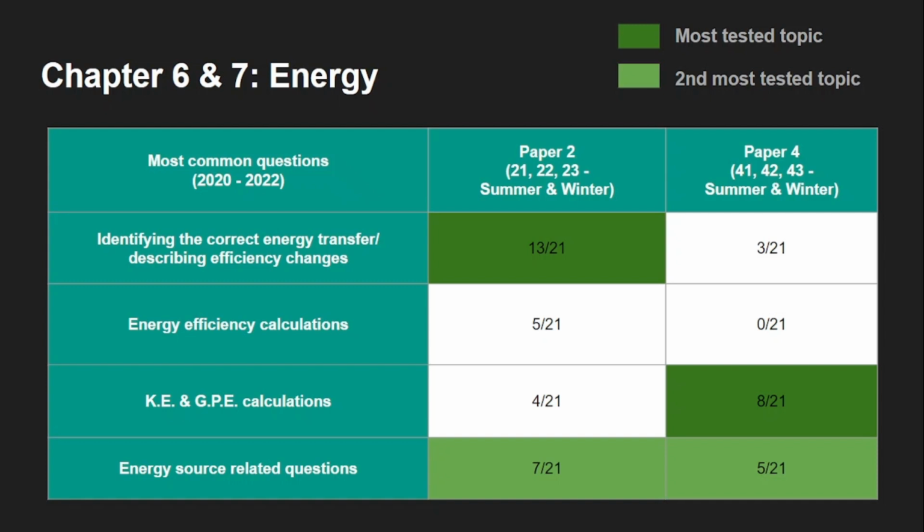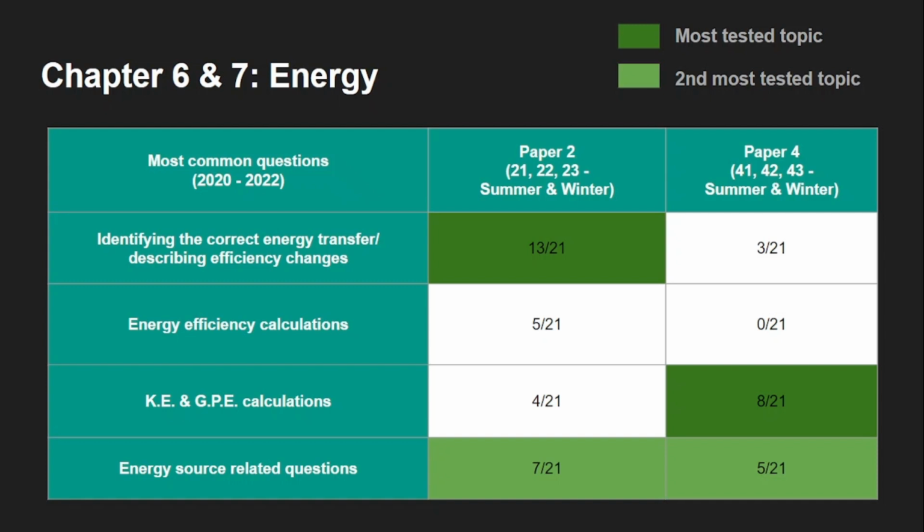Right, with that said, I present to you here a table where I have looked at recent past papers, so questions from 2020 to 2022. I've looked at both paper 2 and paper 4, so all three variants of paper 2, as well as the three variants of paper 4. And when I had a look at these papers, I found that you get questions from trying to identify the correct energy transfer. So you'll be given different scenarios where certain types of energy transfers are happening, and you have to be able to describe the energy transfer that is taking place correctly, as well as describe efficiency.